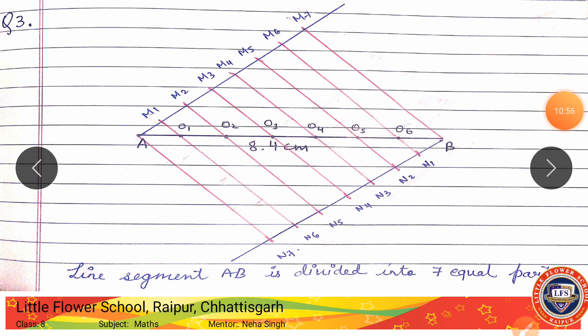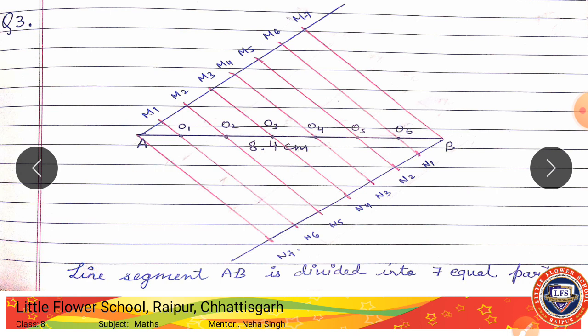Right, AB is 8.4 centimeter. Then what we are going to do, we will draw acute angles on both the sides of the same measurement. Right, I will keep the protractor here. Any measurement acute angle we can draw, but these two measurements should be the same. Now after that, since the line has to be divided into 7 equal parts, what are we going to do?